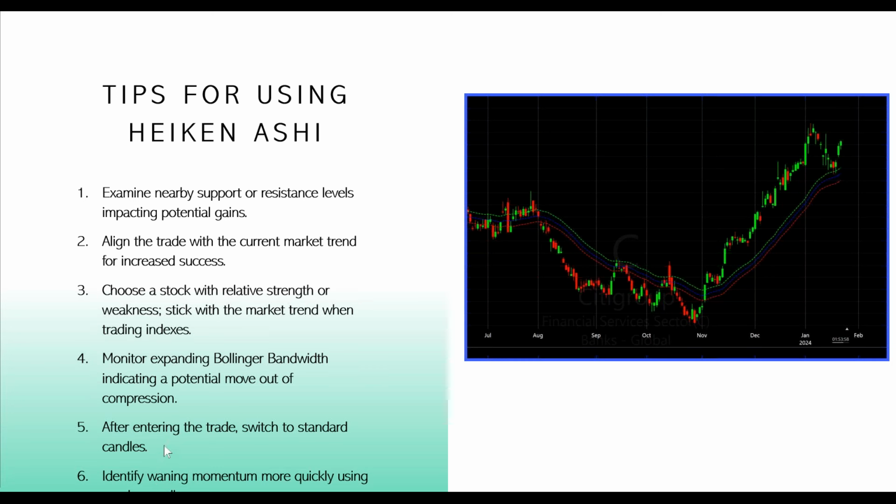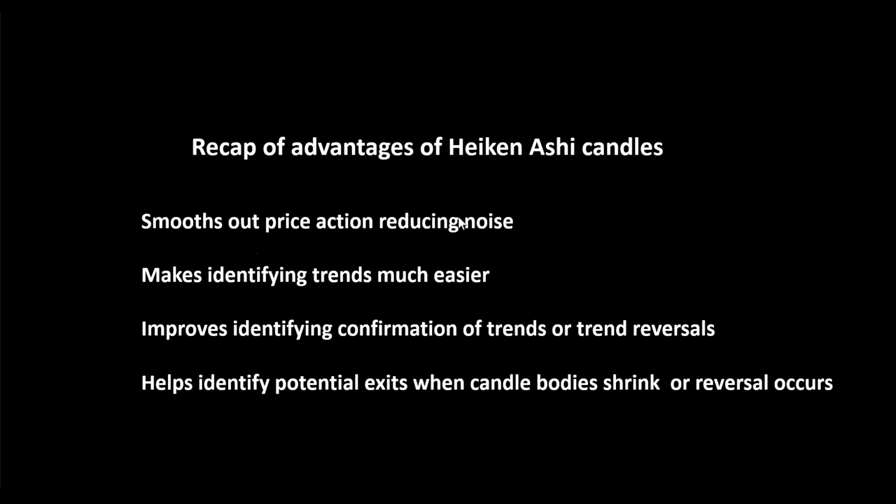The Heiken-Ashi candles are going to identify the momentum, waning momentum, more quickly than regular candles. You'll see it pretty fast. All right, so again, this is just a recap, and I'm going to show some of these now. It smooths out price action, reducing noise. It makes identifying the trends much easier. It improves identifying confirmation of trends and trend reversals. This is really important. Finding a reversal.